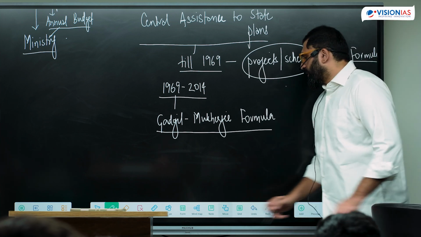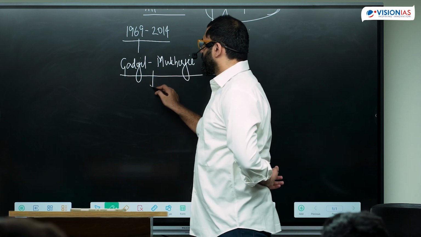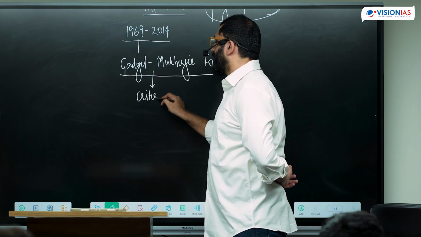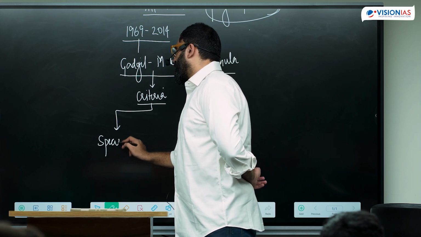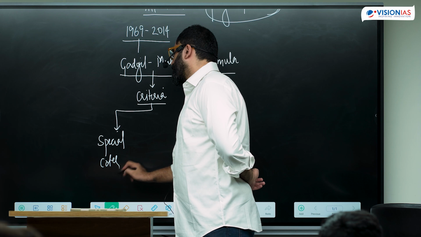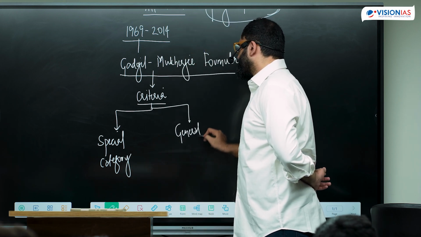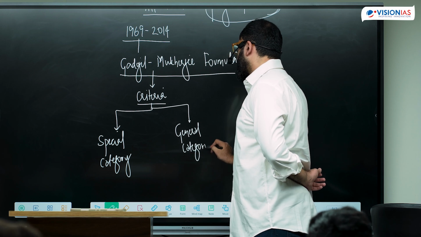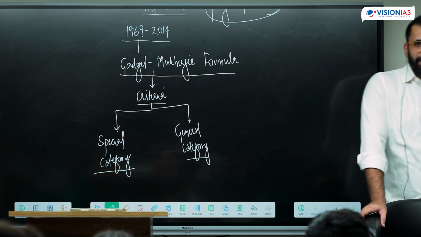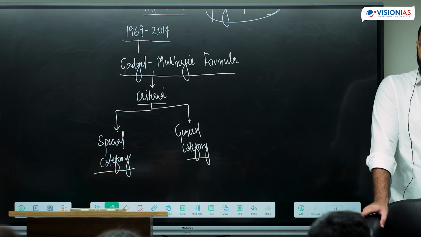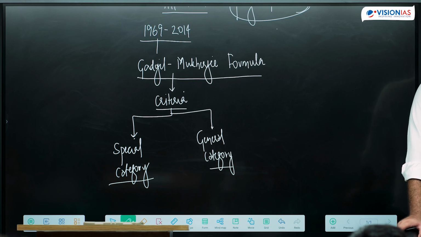What they did was, based on a particular criteria, the Gadgil-Mukherjee formula devised a criteria and divided the states between special category and general category. The special category status was introduced in the year of 1969. The states were divided into two, the special category and the general category states.